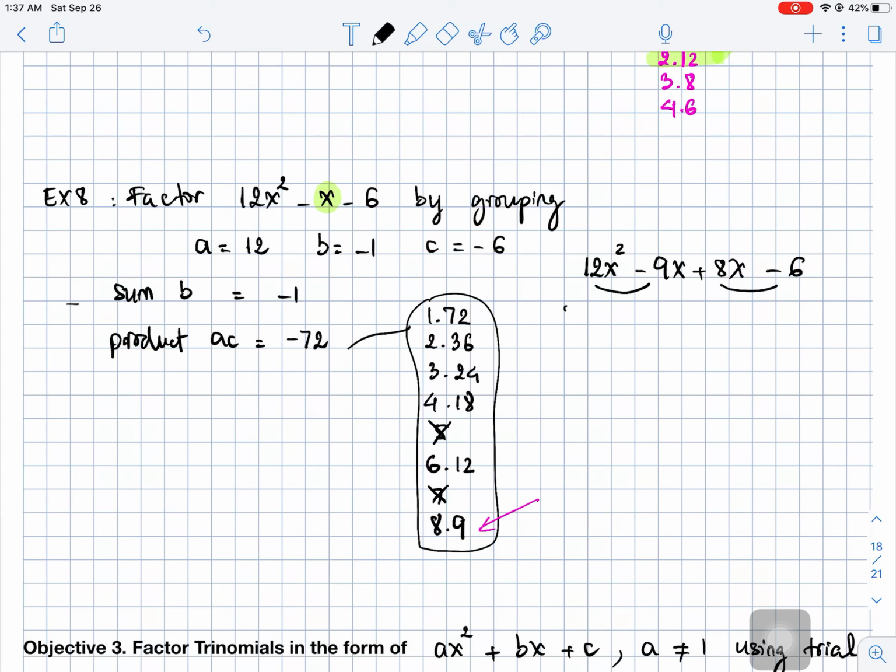We group the first two terms and the last two terms and factor out the greatest common factor. That will be 3x, then we have 4x minus 3, and plus 2 is the common factor, then 4x minus 3. You have 4x minus 3, 4x minus 3 is the common factor. Then you continue to factor it out. We will be left with 3x plus 2.